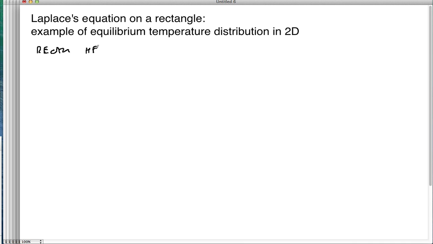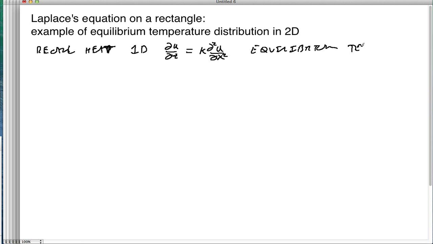And we're going to do it in 1D for right now. It's going to be the partial derivative of U, the temperature, with respect to time is equal to K times the second partial with respect to space. And what we're going to look for is equilibrium temperature. And we're going to consider fixed boundaries.